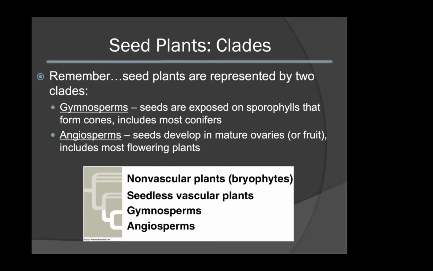Modern-day seed plants are represented by two clades, the gymnosperms and angiosperms. Gymnosperms have seeds that are exposed on sporophylls that eventually form cones, both ovulate as well as pollen cones. These include most conifer plants. Angiosperms have seeds that develop into mature ovaries or fruit. These are represented by most flowering plants.